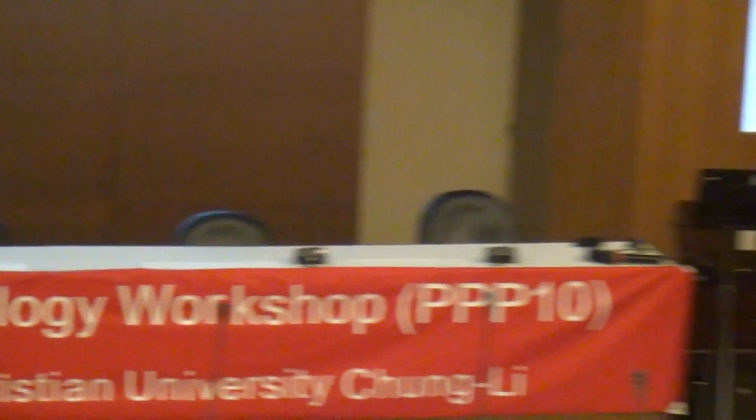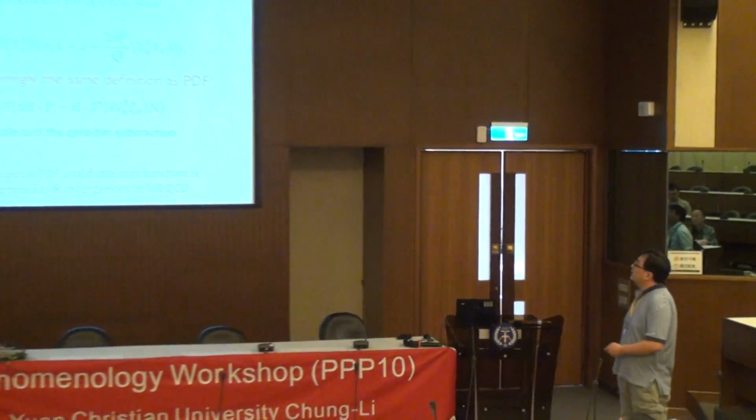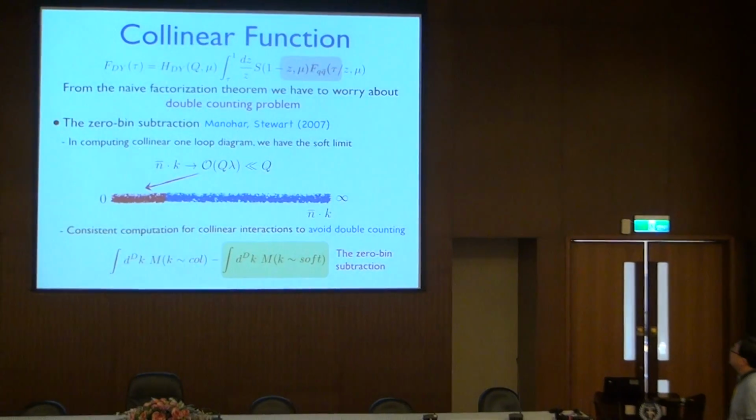At my first quick look, the definition in the SCET seems very similar to the definition of PDF. I don't see why the soft divergence will exist in your definition of the collinear function. Collinear function. Yeah. Actually, for example, if we consider the Drell-Yan process like that.